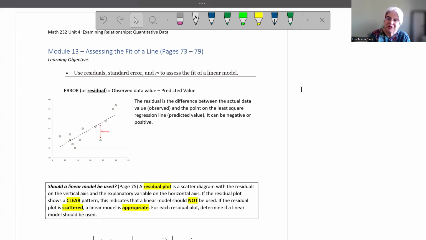Hello. So what I'm going to go over is Module 13, Assessing the Fit of the Line. This is in Unit 4.